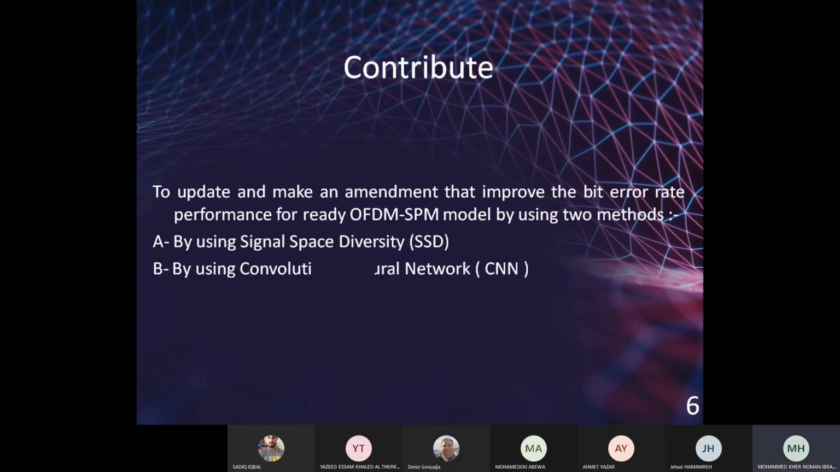So, what is my contribution? My contribution is to design and build a system model that can improve the bit error rate performance of the OFDM-SPM by using these two methods. The first one is by using signal space diversity, and the second method is by using one of the deep learning techniques, and I chose the convolutional neural network, CNN.